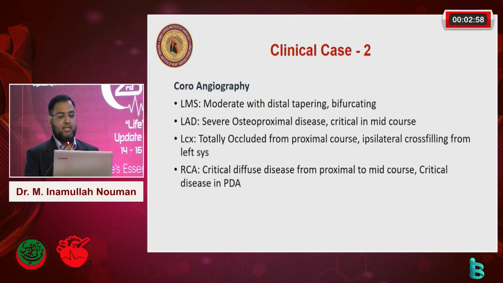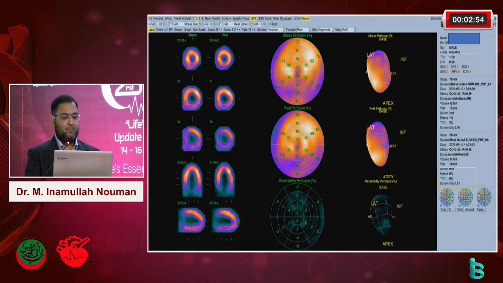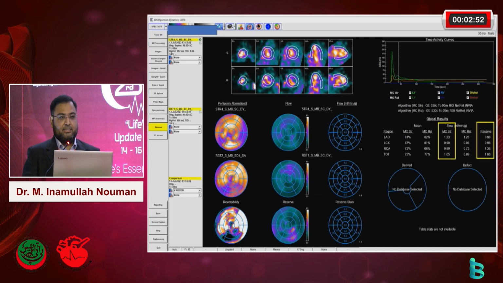Coronary angiography showed severe triple vessel disease involving the LMS. We did the MFR and MBF study as well, which showed severe reduction in the stress myocardial blood flow and severe reduction in the MFR. So we classified this patient as high risk.